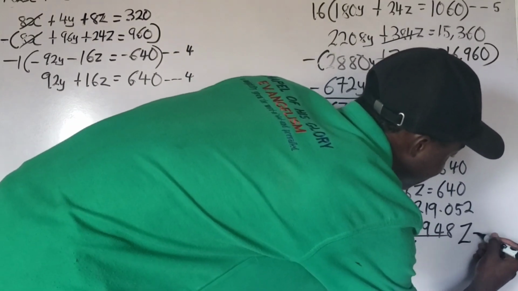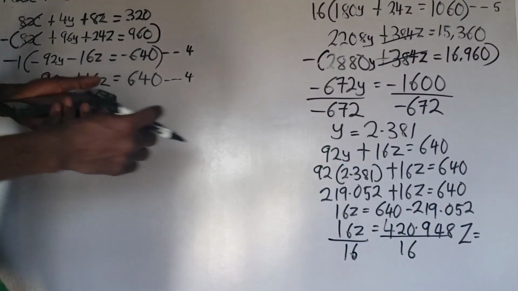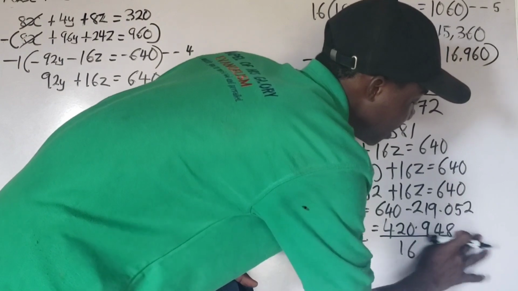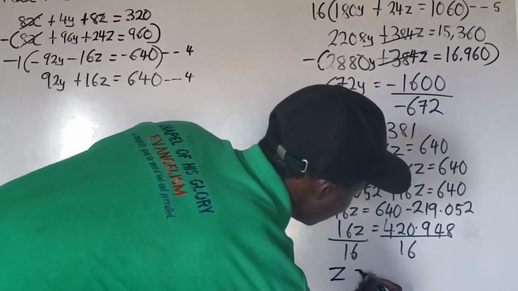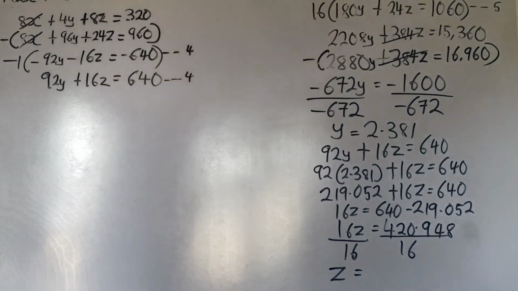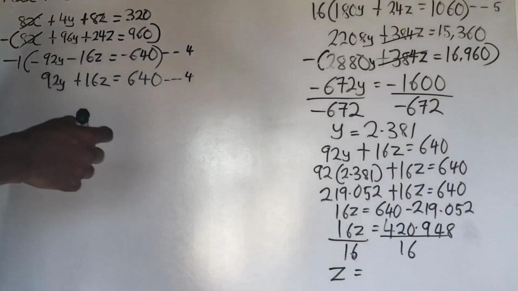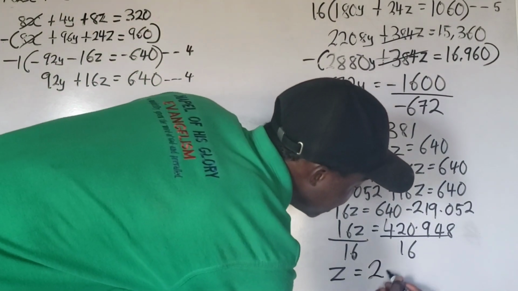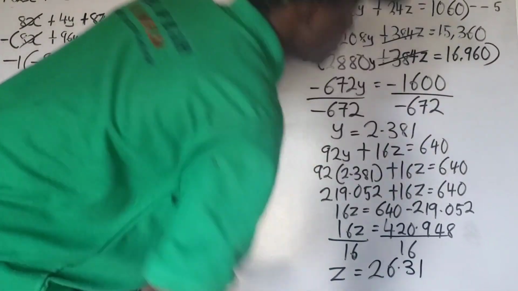So the value of z is equal to 420.948 divided by 16. That will give us 26.31. So the value of z is 26.31. You can see now.